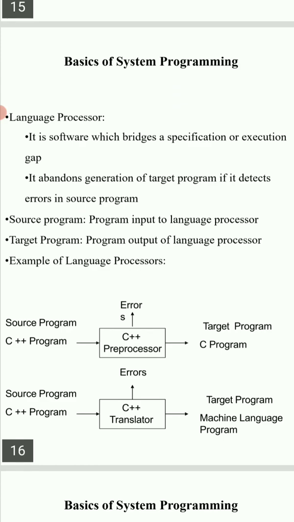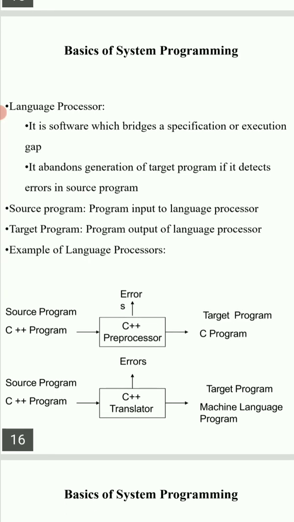So here we can say we can use a language processor, which is software that bridges the specification or execution gap. It abandons generation of a target program if it detects an error in the source program. Source means the program which we are writing as input to the language processor, and the output of the language processor we call the target program.